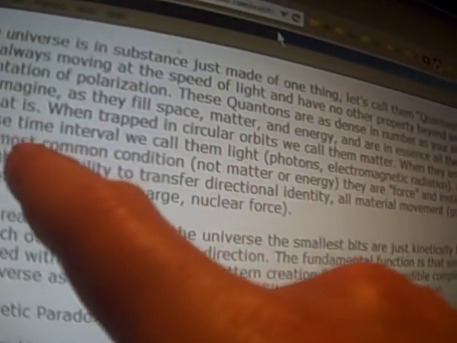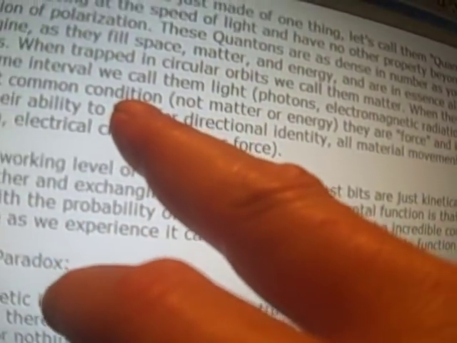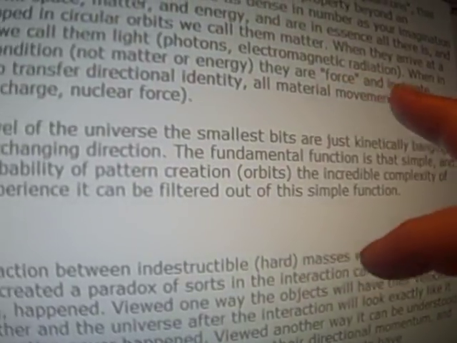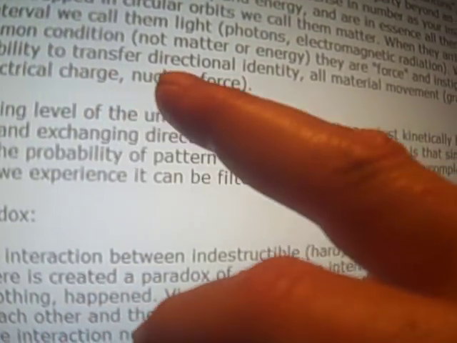When they arrive at a precise time interval, we call them light, photons, electromagnetic radiation. So that accounts for all the energy in the matter. That's just one part of this field of little bits moving the speed of light. Matter really is energy, in the form of these little bits moving the speed of light in circles. And energy is just transferring some of those bits at a specific frequency from one place to another, from one galaxy to another. In their most common condition, not matter or energy, they are force and instigate, through their ability to transfer directional identity, all material movement: gravity, magnetism, electrical charge, and nuclear force.